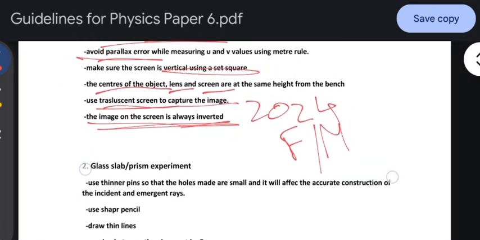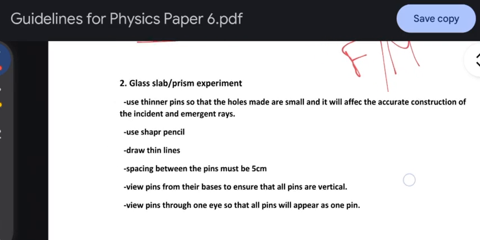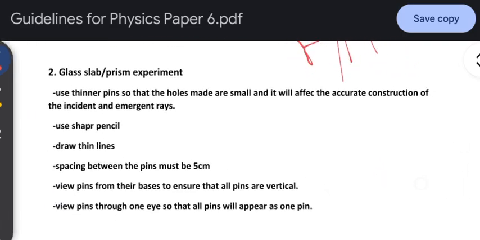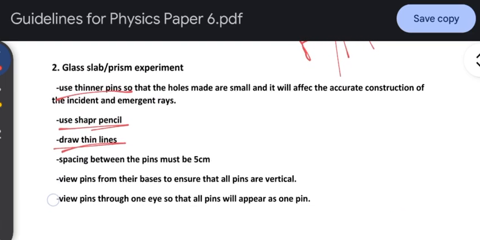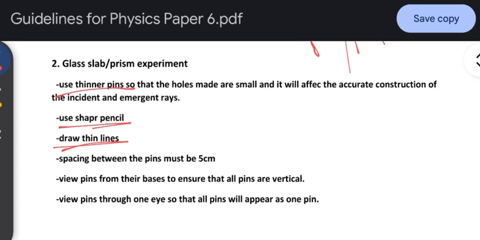Okay, now moving on to the next part. The glass prism experiment. This is one which I told you is very common. Again, use a sharp pencil and thin lines. Use thin pins so that the holes are small, which will affect the accurate construction of incident and emergent rays. And then use a sharp pencil, thin lines.